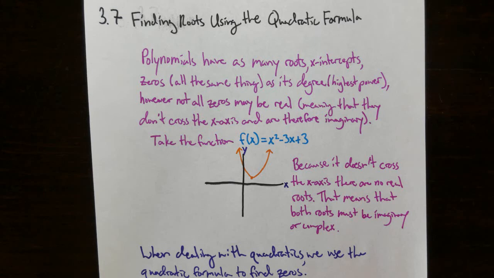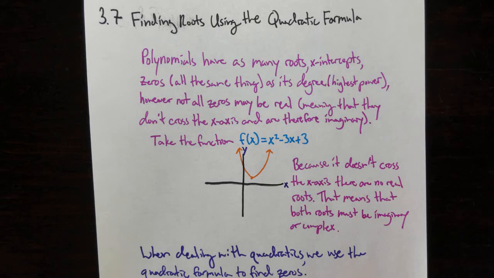So let's first talk about what roots are. Roots, you'll hear me call them zeros or x-intercepts. Those are all interchangeable. Basically they tell me when the function equals 0, so when the y value equals 0. Or you can think of it sometimes as where it crosses the x-axis.